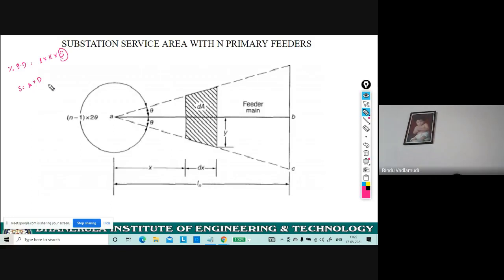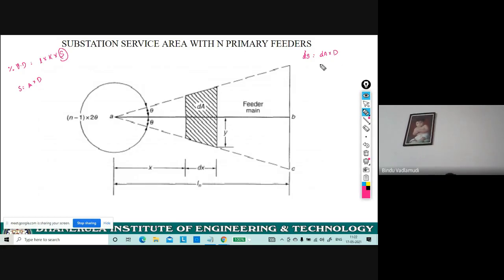Here we are considering a part of the section. So can I write for a part of the section, the KVA rating of the section dS is equal to dA into capital D? Is there anything wrong if I write like this? Because we are finding the KVA rating of a part of the section. So dS is equal to dA into D.